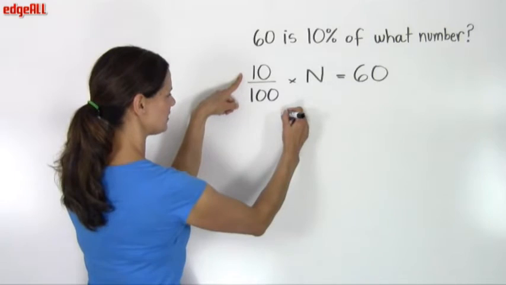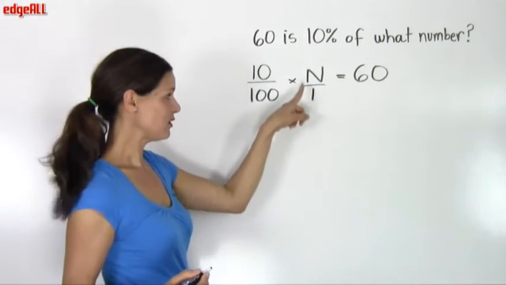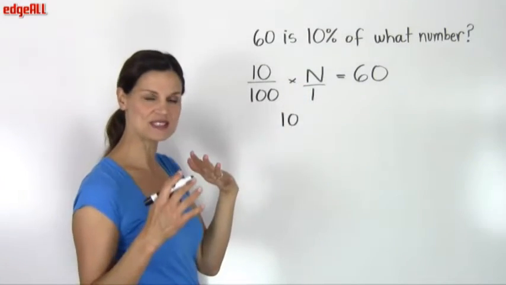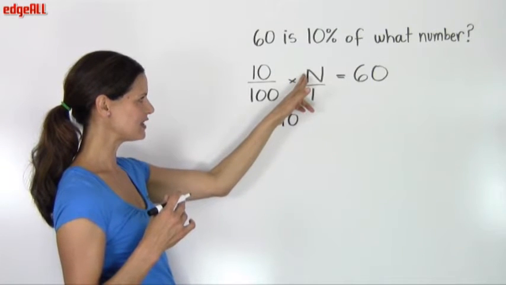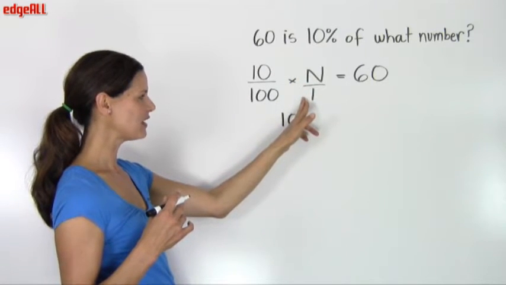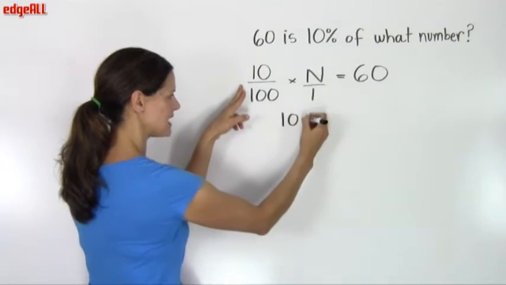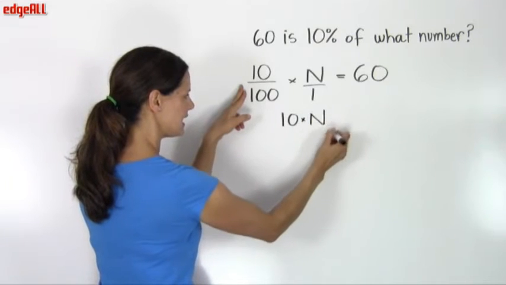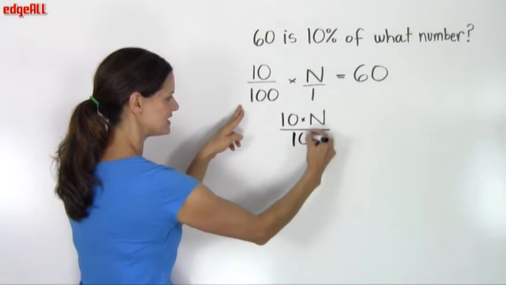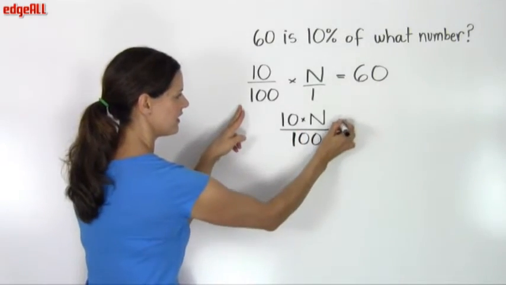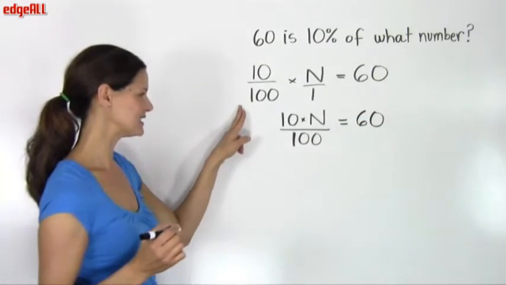So let's rearrange this a little bit by looking at our numerators. Remember, any whole number can be put over 1 if it helps you to see it as a fraction when we're working with fractions. So I'll place my unknown number n over 1, and that will help me to set it up to solve it. In my numerator I have 10 times n, and in the denominator on this side I have 100 times 1, which of course is simply 100. Then I have my equal sign and 60 on the right hand side.